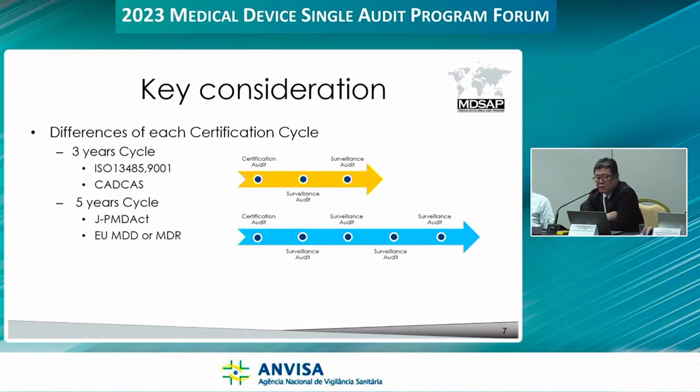But the manufacturing site can have a desktop audit if they have an MDSAP report. In such a case, the marketing authorization holder could choose the desktop audit. They could ask PMDA or a recognized certification body to carry out the desktop audit.